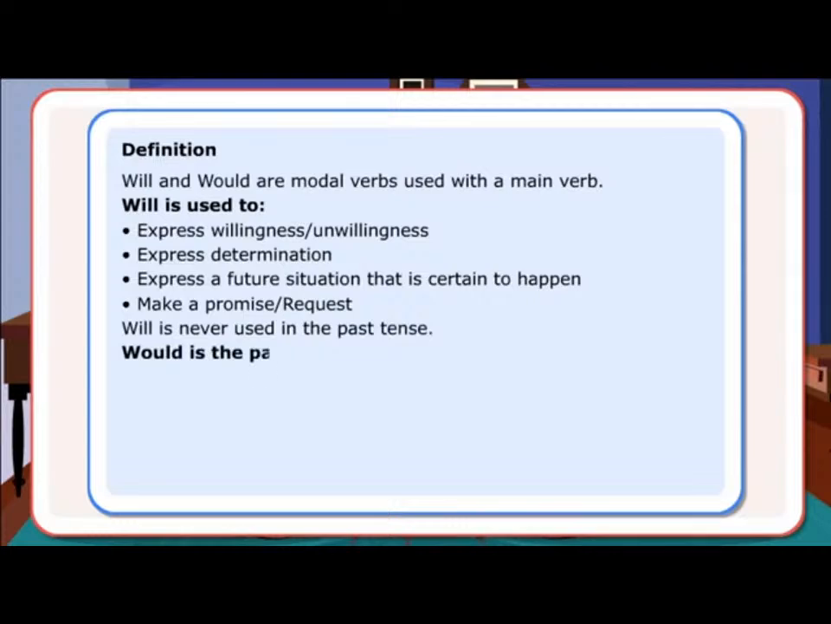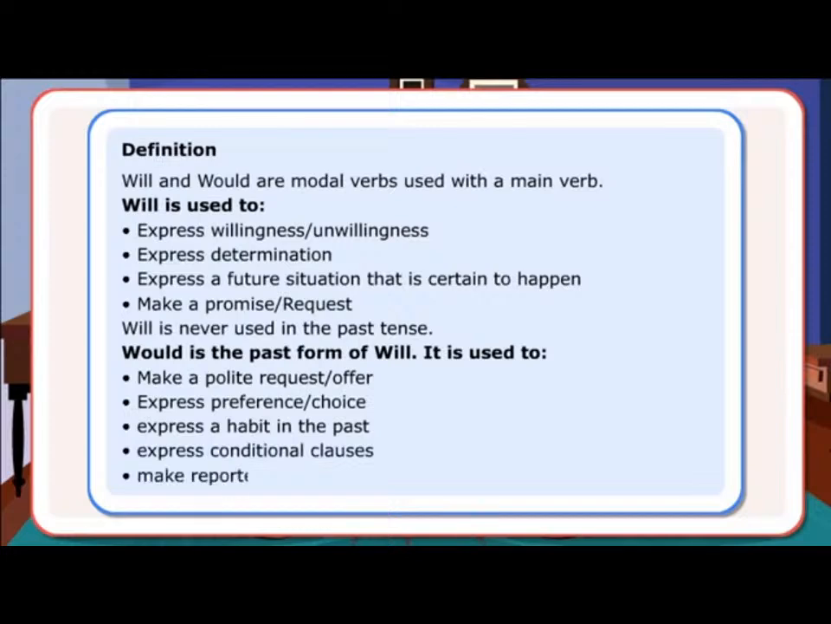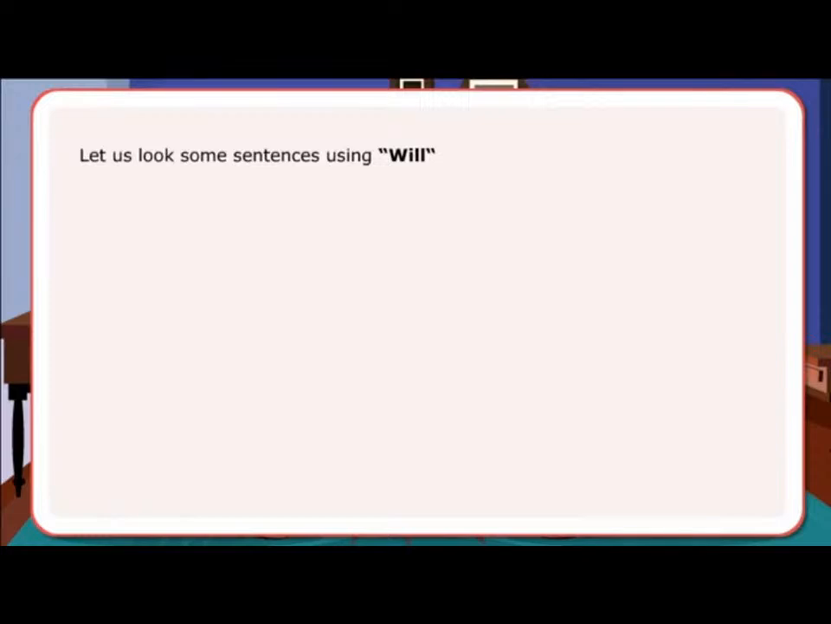Would is the past form of will. It is used to make a polite request or offer, express preference or choice, express a habit in the past, express conditional clauses, make reported speech. Let us look at some sentences using will.